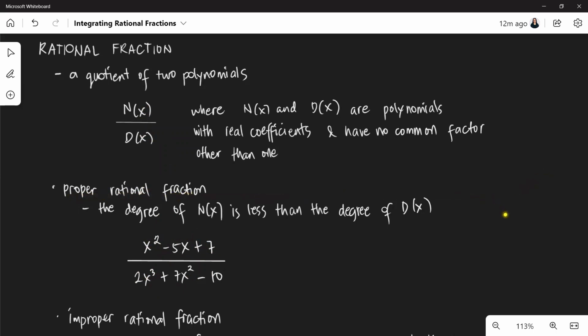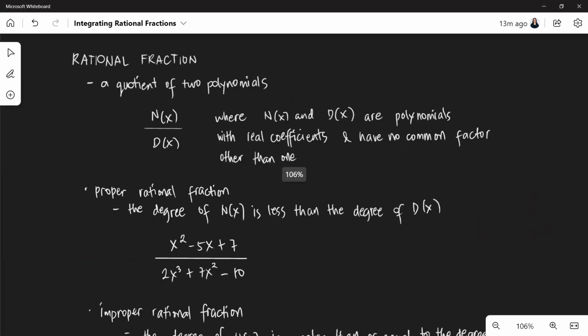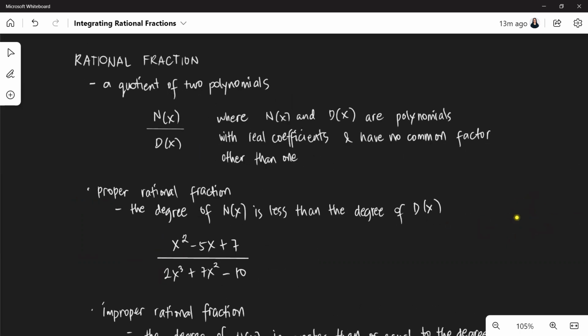Just like in simple fractions, if the numerator has a lesser value compared to the denominator, for example, one third, it's called a proper fraction. If it's otherwise, then the fraction is said to be an improper fraction. For example, 4 over 3. 4 is greater than 3. So it's an improper fraction.